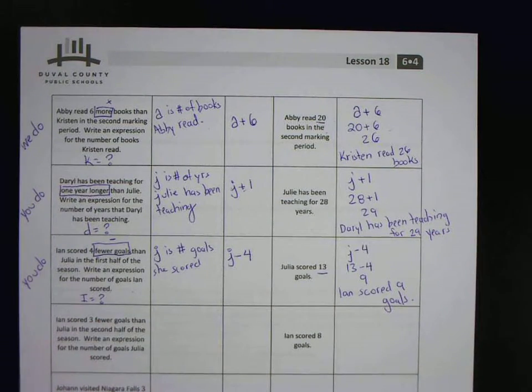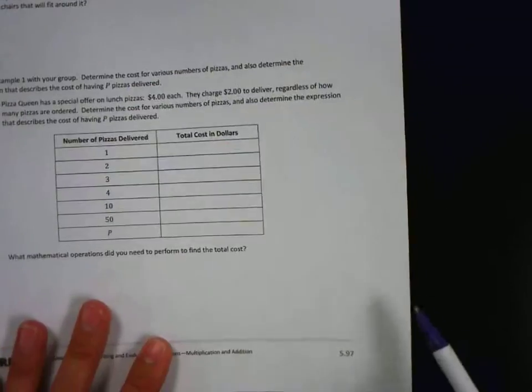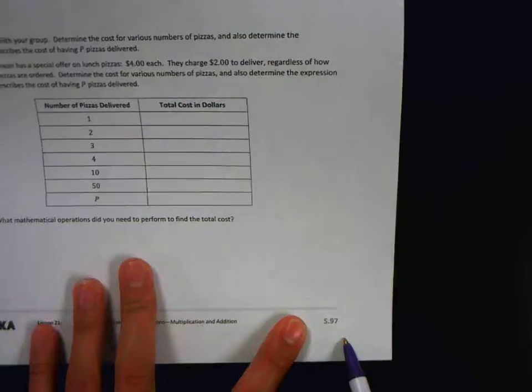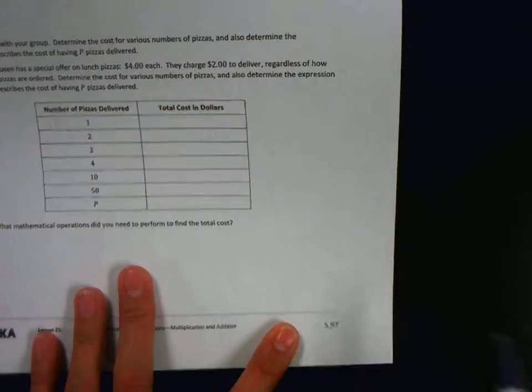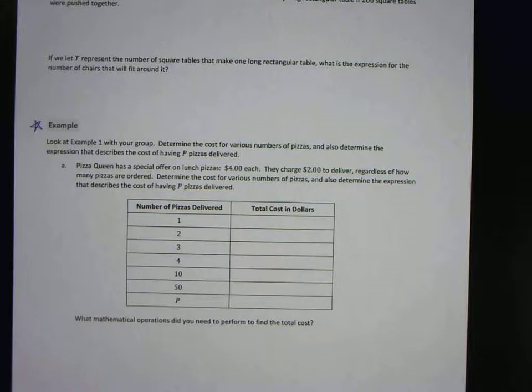Alright, that's not too bad. If we move on to lesson 21, on page S97 now, S97, okay, we're just doing the first example here. This one's a little bit trickier. It involves addition and multiplication.